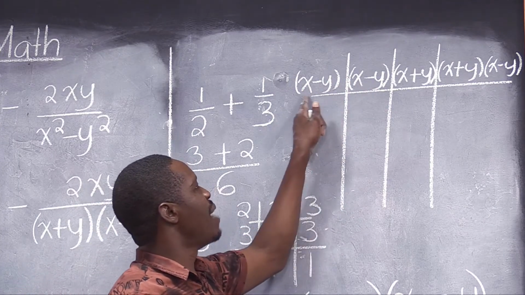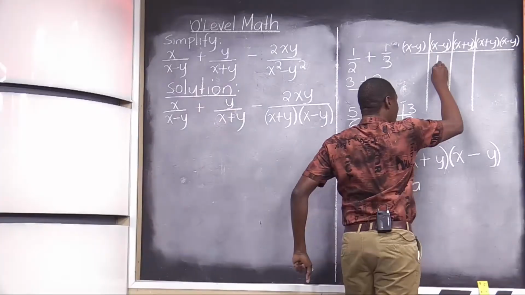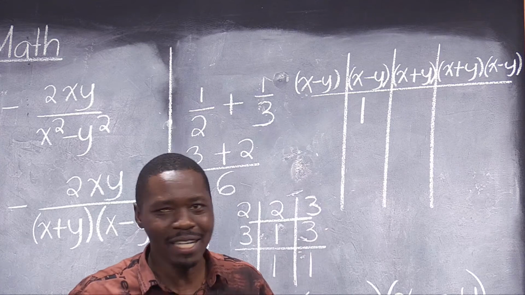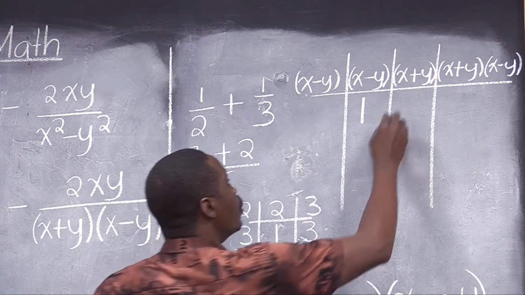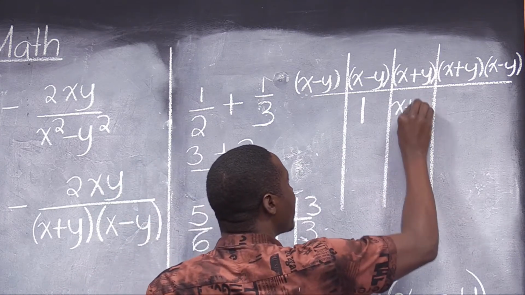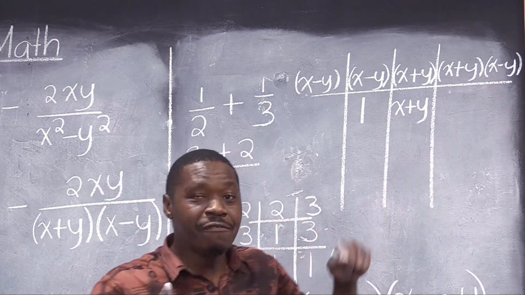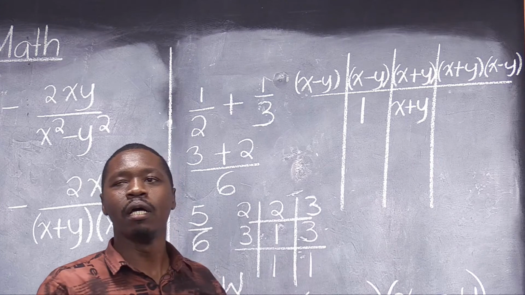X minus y divided by x minus y, once. X plus y divided by x minus y, it is not possible. So we write our x plus y there. X plus y times x minus y divided by x minus y.